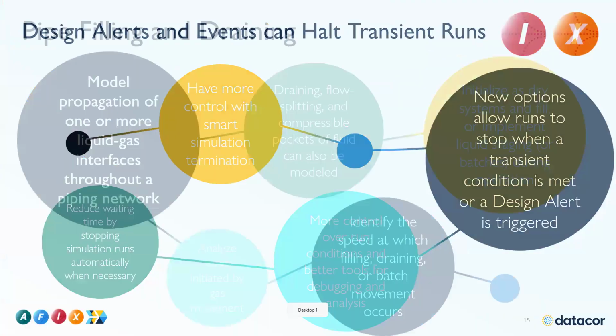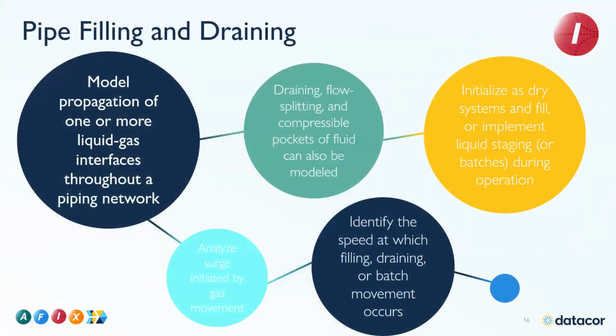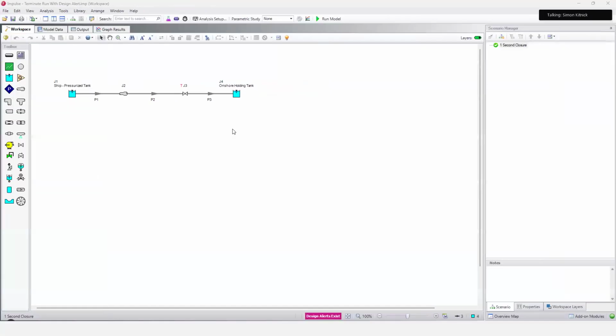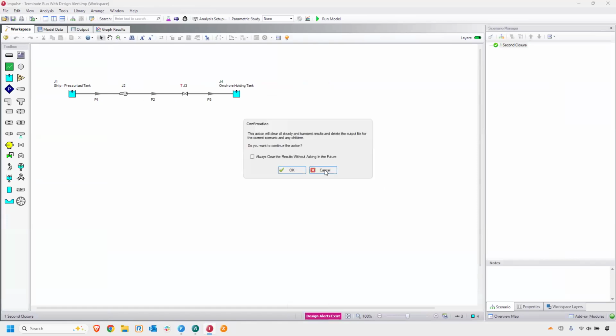Now, our next major feature for Impulse is pipe filling and draining. We can now model the propagation of one or more liquid gas interfaces throughout a pipe network. Draining, flow splitting, and compressible pockets of fluid can now be modeled, which can help initialize systems as dry or fill them, implement liquid staging, or analyze surge initiated by gas movement. To demonstrate this, we have another model here.